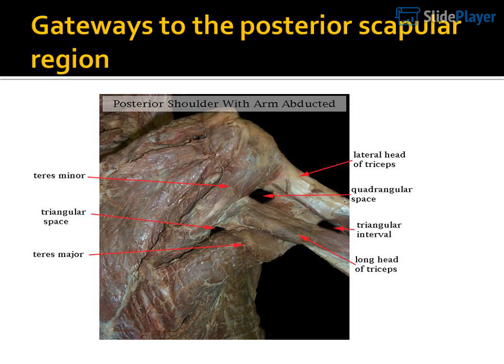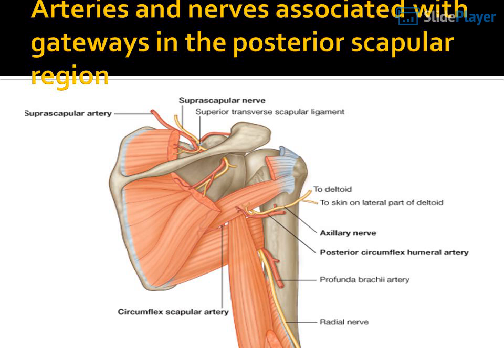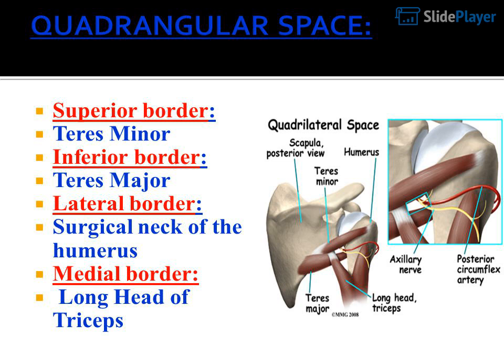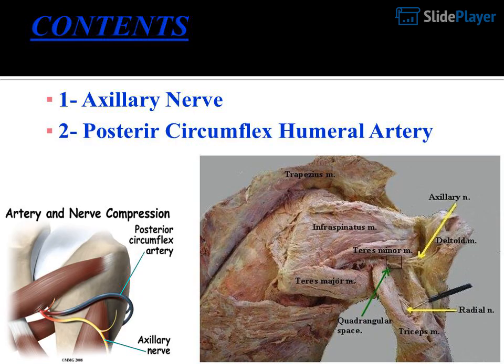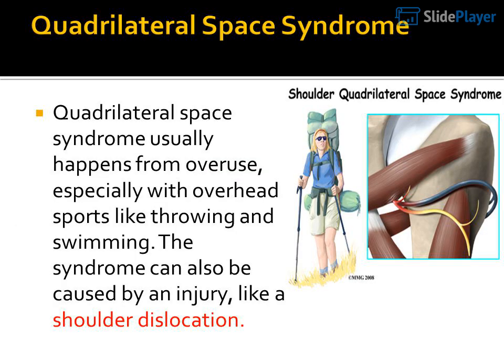Gateways to the posterior scapular region. Arteries and nerves associated with gateways in the posterior scapular region. Quadrangular space: superior border, teres minor; inferior border, teres major; lateral border, surgical neck of the humerus; medial border, long head of triceps. Contents: 1. Axillary nerve. 2. Posterior circumflex humeral artery.